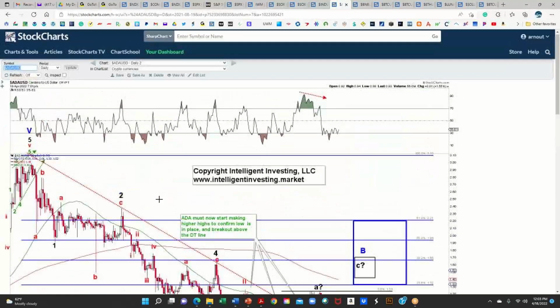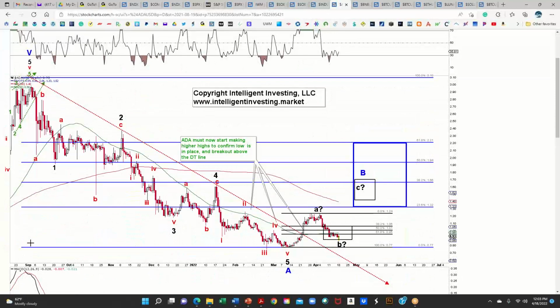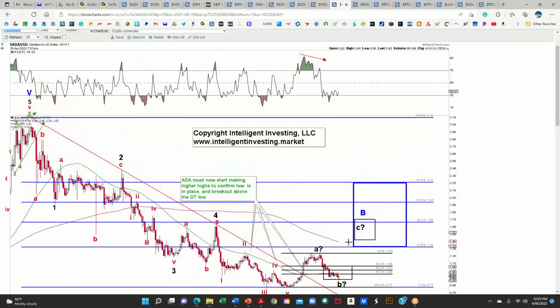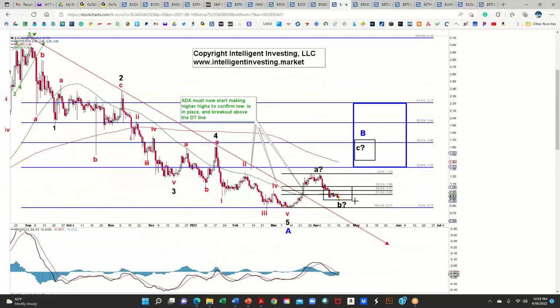Let's start with Cardano, good old Cardano. All right, we topped here in, if it was not for August last year, and I still view this as a B, C of a larger B wave bounce, where the ideal B of B target zone was here between $1.06 and I believe $1.87, the 76.4% retrace. So far, this looks pretty good. We've bottomed so far, right, at the lower end of this target zone.